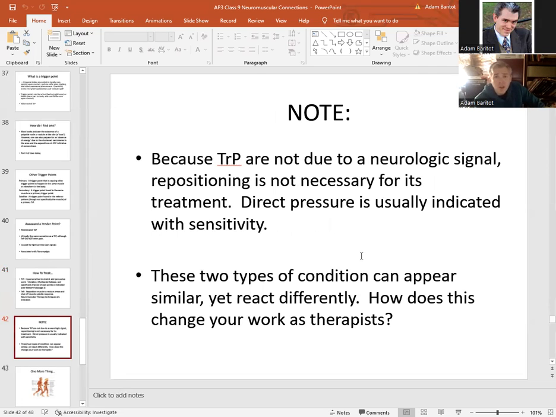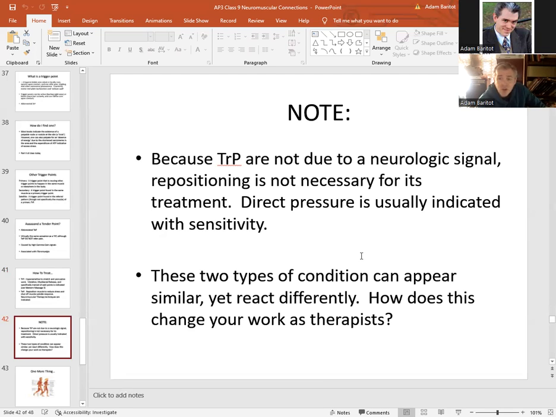Because trigger points are not due to a neurological signal, repositioning is not necessary for treatment. Direct pressure is usually indicated with sensitivity. You don't want to vice down on them, you do want to let them go. Some textbooks do refer to them as neuropathies, and there's some debate about it.